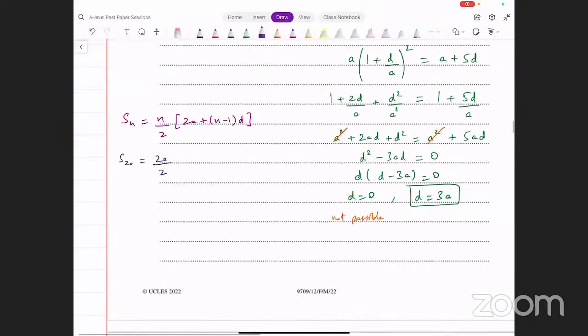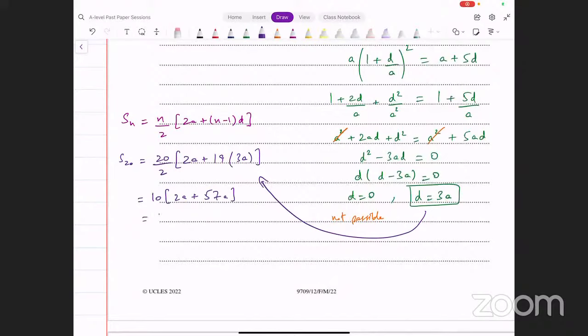You get 20 over 2 into 2a plus 19. 20 minus 1 क्या हो जाएगा, 19. Into the difference. What's the difference? Difference is 3 times a. ये आपने जाके वहां पे इनपुट कर दी. Now you just have to simplify this. This is 20 over 2. What does that give you? 10 outside. Inside you've got 2a plus 57 times a. And that's going to be 59 into 10. That's 590 times a. That is the sum of those 20 terms of the AP.